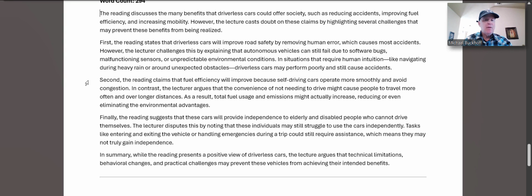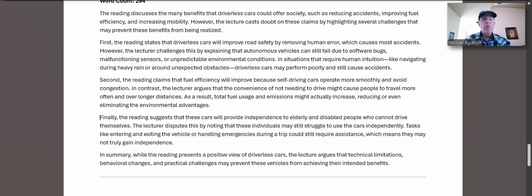Second, the reading claims that fuel efficiency will improve because self-driving cars operate more smoothly and avoid congestion. In contrast, the lecture argues that the convenience of not needing to drive might cause people to travel more often and over longer distances. As a result, total fuel usage and emissions might actually increase, reducing or even eliminating the environmental advantages.